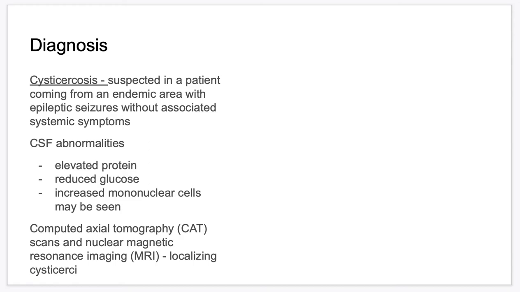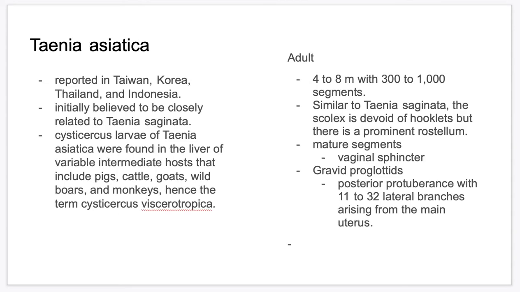Cysticercosis is suspected in a patient coming from an endemic area with epileptic seizures without associated systemic symptoms. If we test the patient's cerebrospinal fluid, we will see elevated protein, reduced glucose, and increased mononuclear cells. And if we do computed tomography and MRI, we can localize the cysticerci easily.